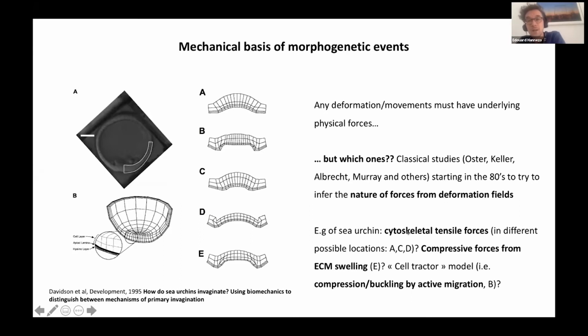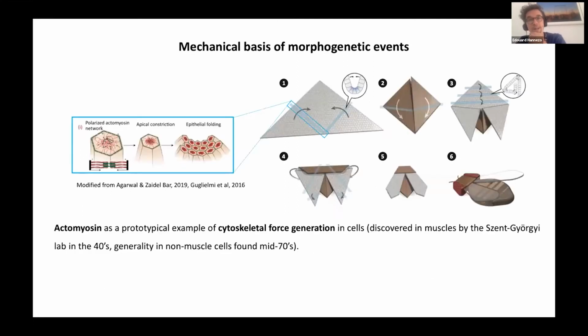For instance, could it be that cytoskeletal tensile forces in different places drive these deformations? Could it be instead compressive forces from the swelling of an ECM which is below? Could it be my favorite name, a cell tractor model, where you would have cells moving towards the region of the invagination and driving compression and buckling? These are the types of questions that people started asking in the 80s with these studies.